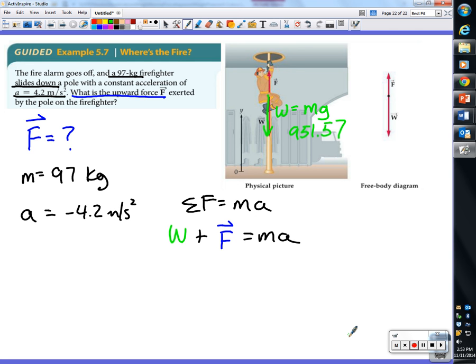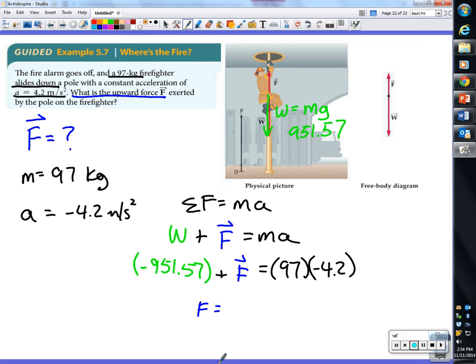Negative. Okay. When we use this arrow that's pointing in the downward direction, in an equation, we have to make sure that we represent the direction by making that negative. Okay? Plus the force, which we don't know what it is, we're solving for that, equals 97 kilograms times negative 4.2 meters per second squared. Okay? When you do that, you should get a positive number, 500 something.